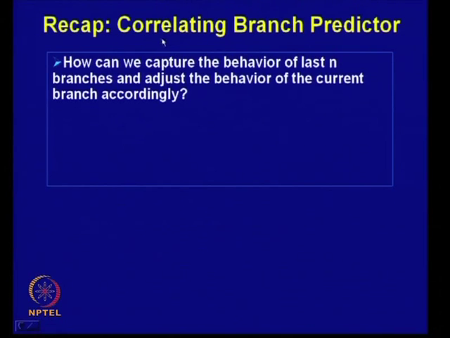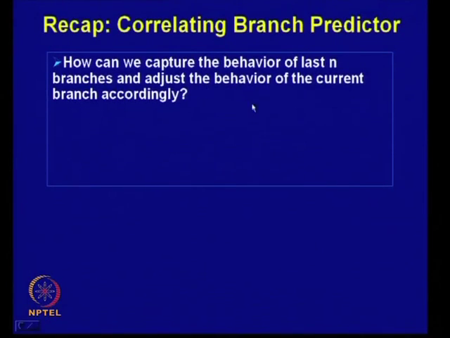Then, coming to the third type, that is the correlating branch predictor, the basic idea is how can we capture the behavior of the last n branches and adjust the behavior of the current branch accordingly. In the 1-bit branch predictor and 2-bit branch predictor, what is being done? It tries to identify what happened for the current branch. It does not concern itself with the other branches present in the program. But the correlating branch predictor takes into account a global scenario. So, what happens to the other branches is taken care of in this correlating branch predictor, as I introduced in the last lecture.